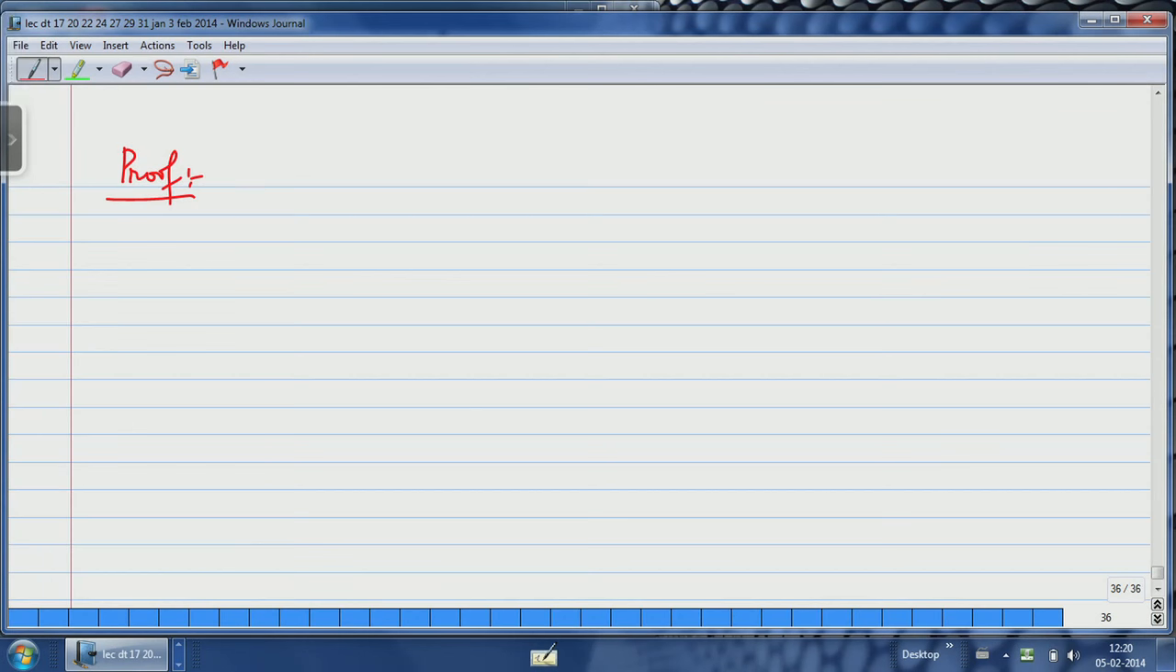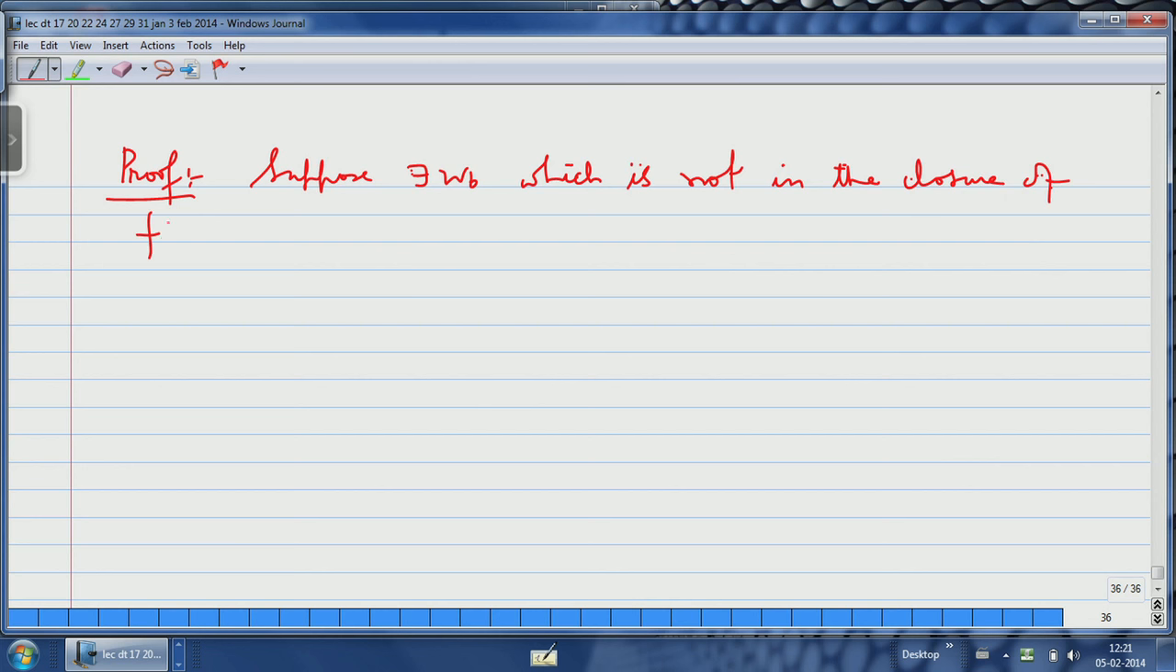So suppose there exists a w naught which is not in the closure of f of C. f of C is the image of f. The image of f is just the set of all values of f.